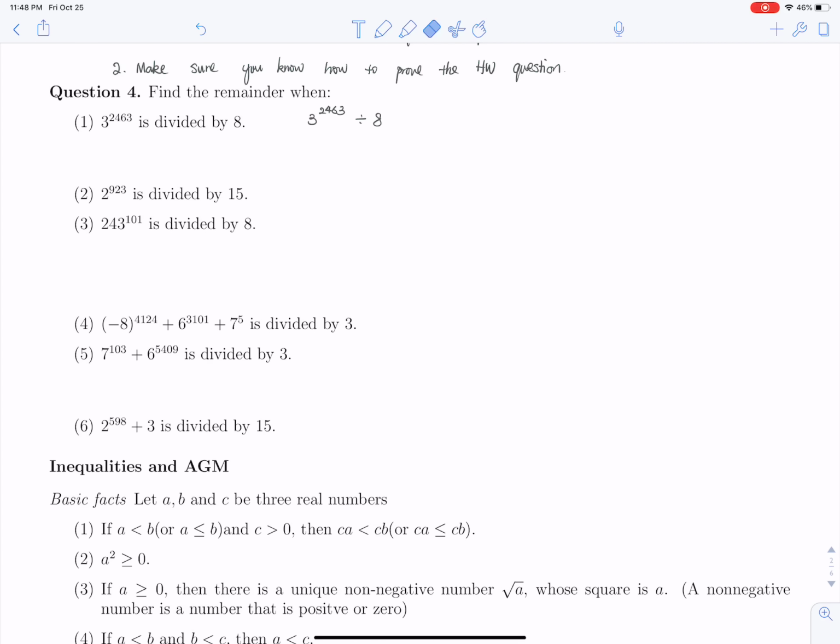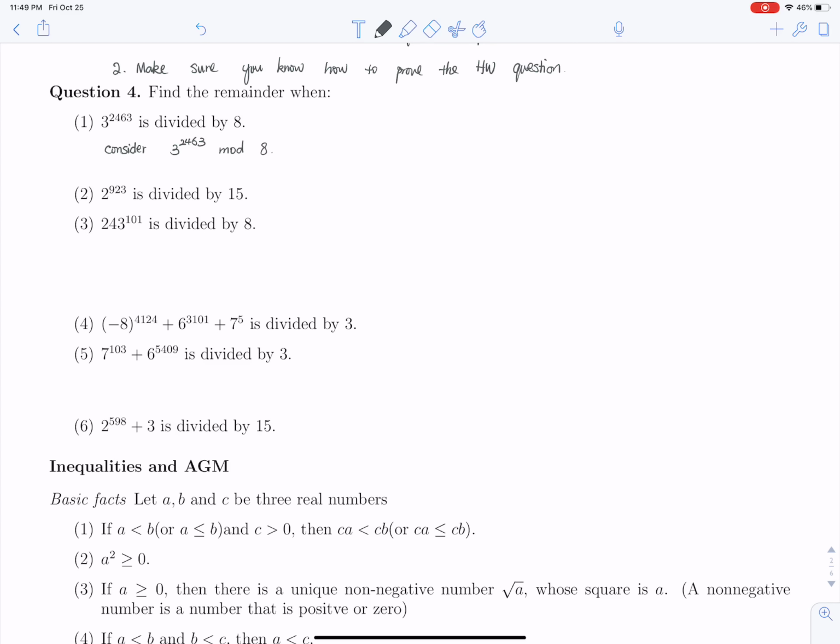But since we know modulo, we can consider 3 to the power of 2463 in mod 8, because the congruence modulo n is like finding the remainder class, right? So if we can find this number in mod 8, then we found its remainder.